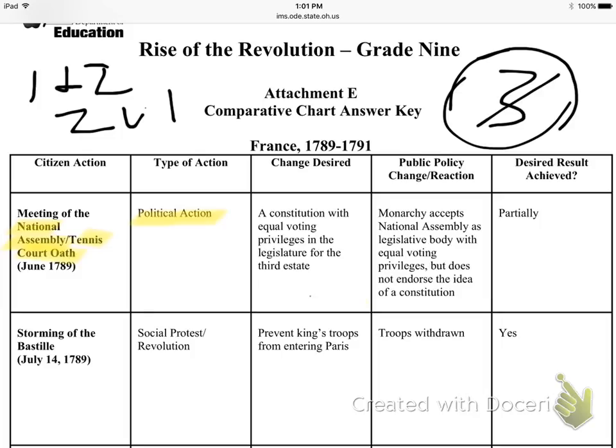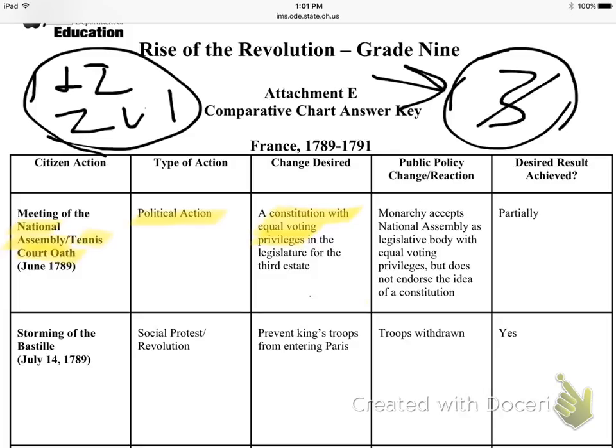And what they said they were going to keep meeting until they got is a constitution with equal voting privileges. So that means instead of 1 and 2 going one way and 3 going the other, everyone got 1 vote, 1 person, 1 vote sort of thing. Okay? So they wanted a constitution with equal voting privileges in the legislature for the 3rd estate, okay? So that's all they're asking for is, hey, we're 98% of the population. Our vote should count more than 2 versus 1.